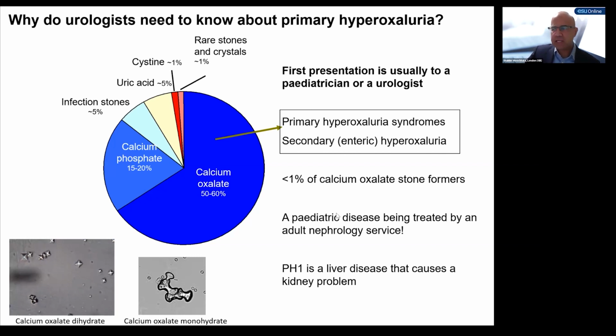Although it's a problem with stones, we mustn't forget it's actually a multi-system disease. And I would say it's not even a kidney disease. It's actually a liver disease, and I'll explain how this works. But it's a liver disease that causes not just a kidney problem, but a multi-system problem. That's why it's really worth knowing about this and trying to diagnose it at a very early age, or as early as possible, so that we can prevent some of the later complications.